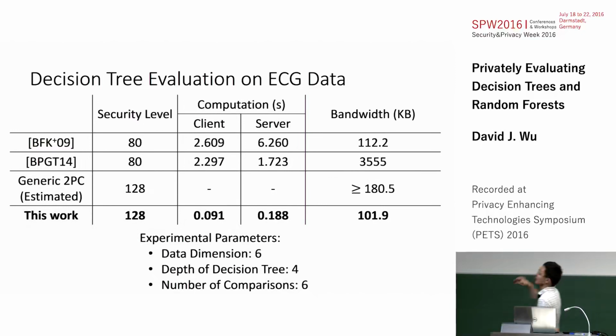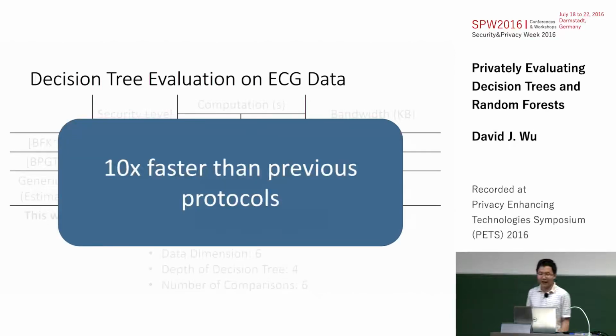So here at the top, we have the Barni et al. protocol from 2009. This is a protocol based on Yao's garbled circuits, and the BOAST protocol based on somewhat homomorphic encryption from last year. Basically, the takeaway here is that our protocols are roughly 10 times faster than the previous protocols because we're really combining efficient protocols for comparisons with this oblivious evaluation procedure.